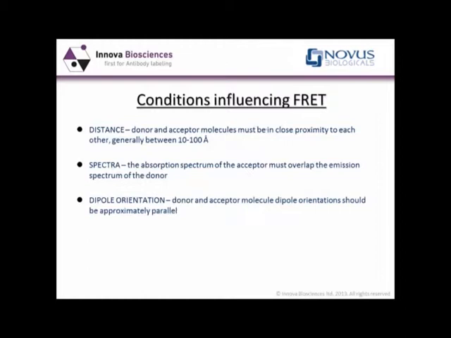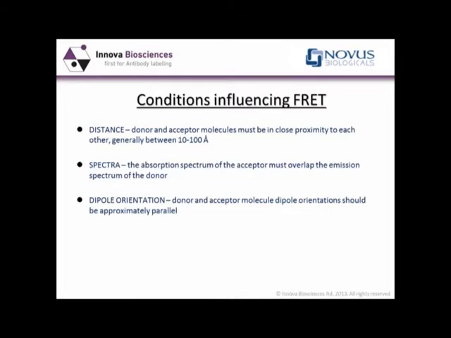There are a whole range of conditions that influence FRET, but the two most important ones are distance and spectra, along with dipole orientation. If we think about distance first, the donor and acceptor molecules must be in very close proximity to each other, and that's generally considered to be between 10 to 100 angstroms, i.e. less than 10 nanometers apart.